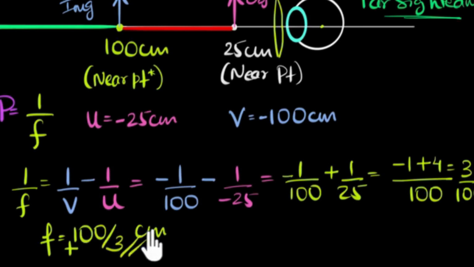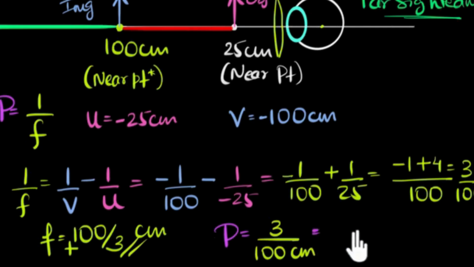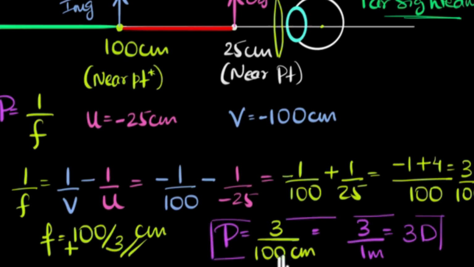That's 100 over 3 centimeters, but we require power, and we can calculate that. Power would be just the reciprocal of this, so that's going to be 3 over 100 per centimeter. But for power we always put things in the SI unit, so 100 centimeters is 1 meter. So 3 meter inverse, or 3 diopters. The prescription that we give is, she needs a lens which has a power of 3 diopters. The positive power itself is telling us it's a convex lens.